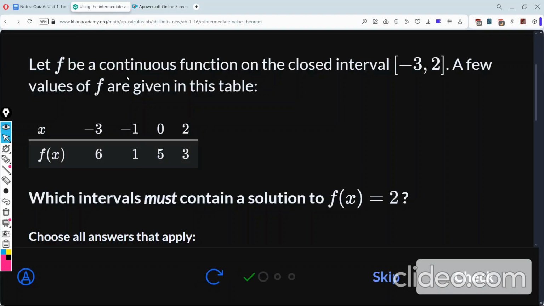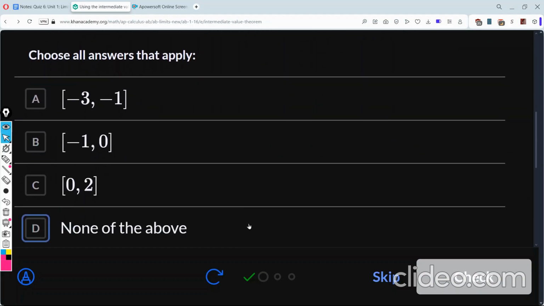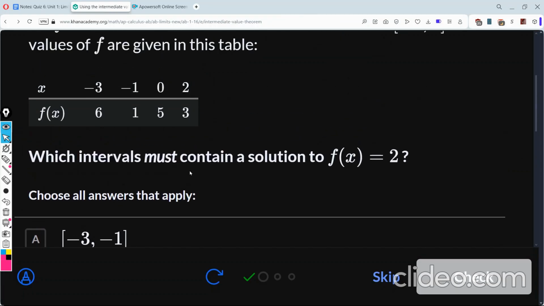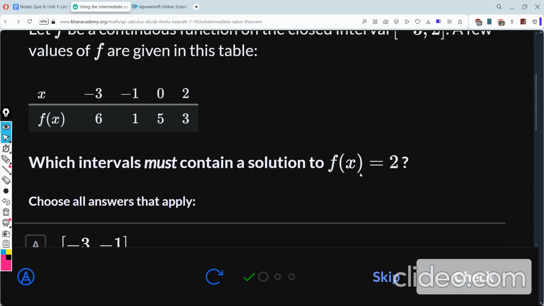All right, it says f is a continuous function on the interval -3, 2. The values of f are given. Which intervals must contain a solution of f of x equals 2? Choose all that apply. All right, so the intervals here, these are the x intervals. So we'll check each one at a time. f of x is, of course, the y interval.